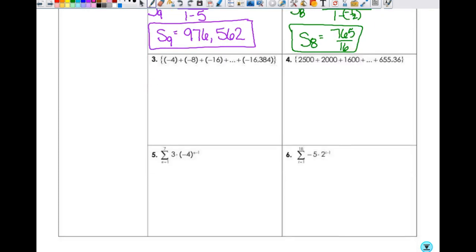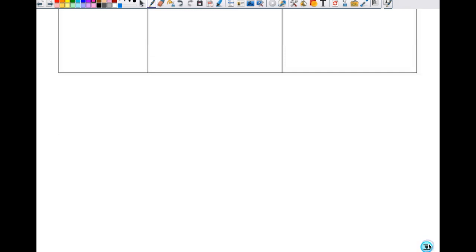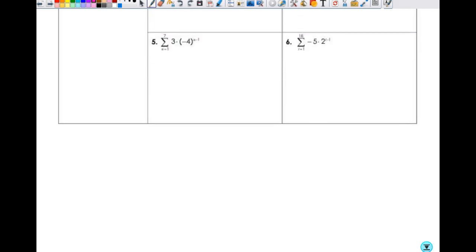All right, let's jump down to number 5. So this is our summation notation, right? What is this Greek symbol called? Sigma. Good. So this is sigma. That means I want the sum of terms 1 through 7. So what is in here?